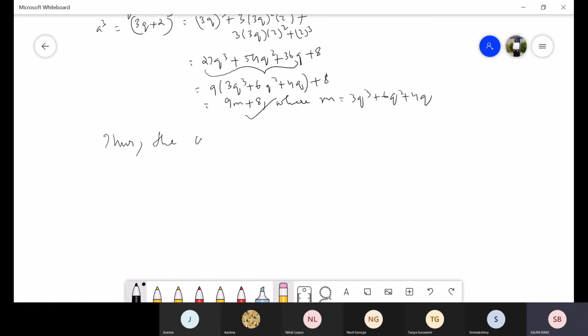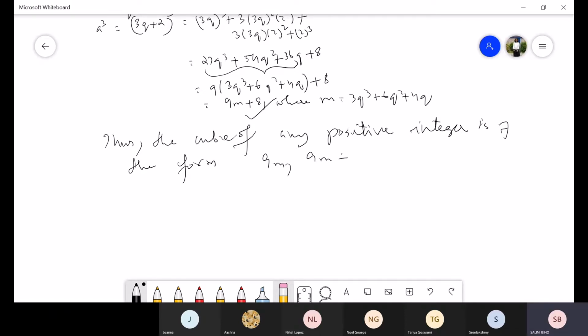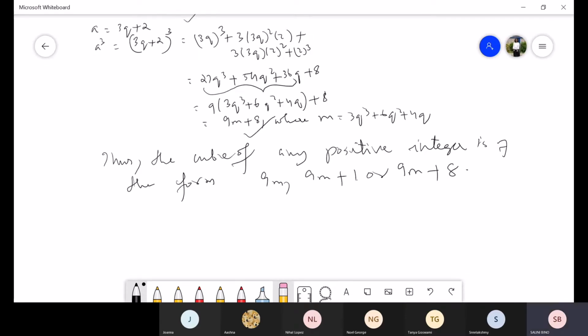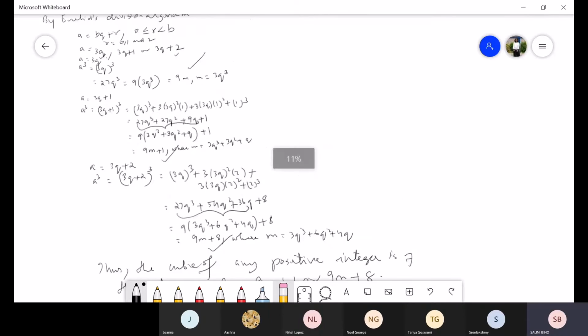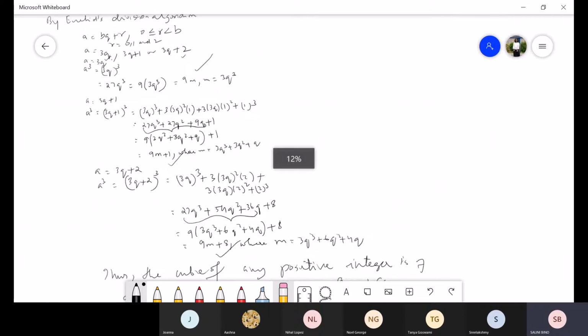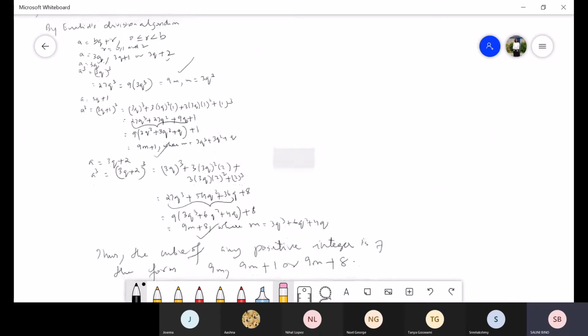So therefore we write thus: the cube of any positive integer is of the form 9m, 9m plus 1 or 9m plus 8. So now we understand why I have taken a equal to 3q, so that when you cube it, you will get the positive integer in the form 9m or 9m plus 1 or 9m plus 8.